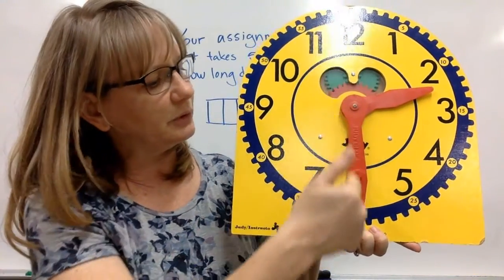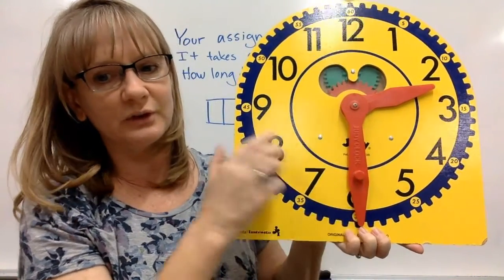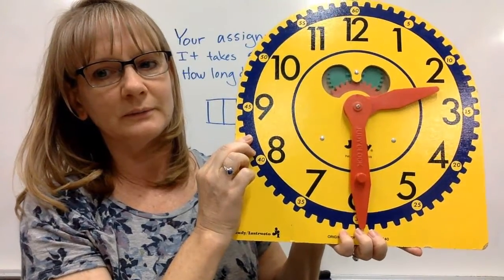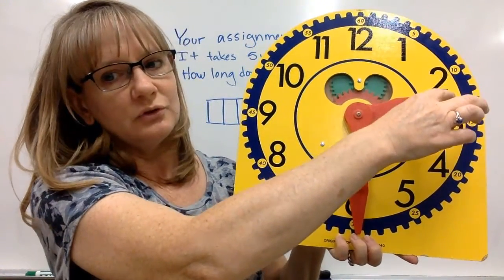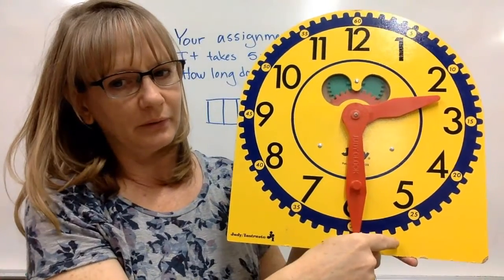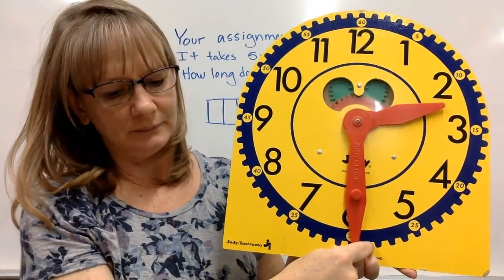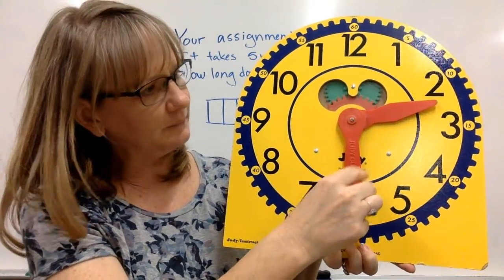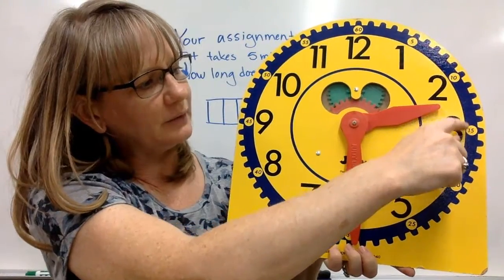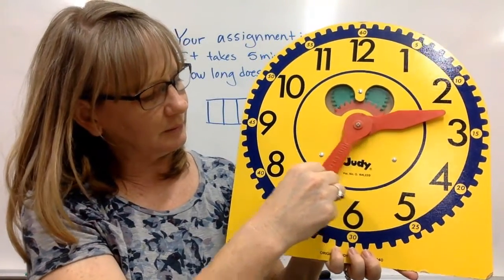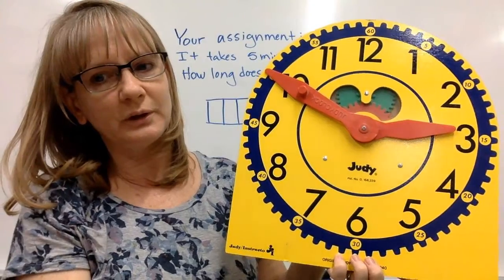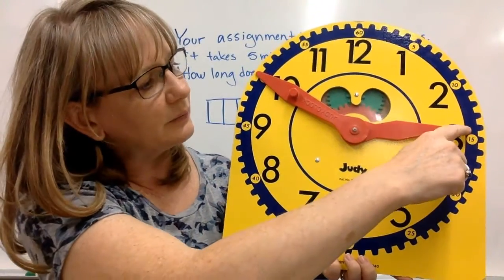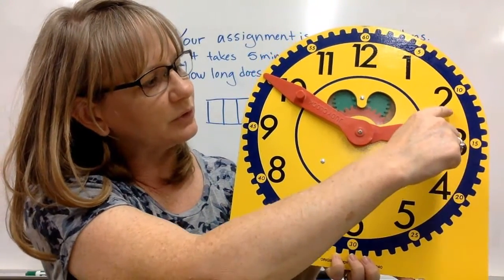And this should look familiar to you when it's straight down on the 6. What is it? Halfway between 2 and 3? 2:30. All right, one more. Still 2. We haven't gotten to the 3 yet, but I'm way over here. This one's tricky because it looks like we're on the 3, but we're not quite there, so we're still at 2.